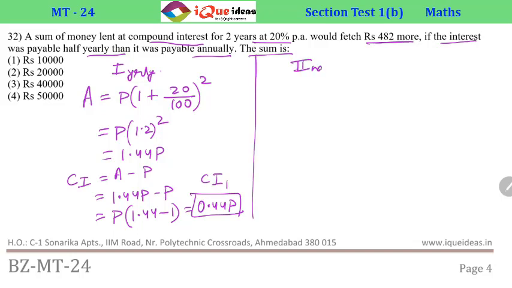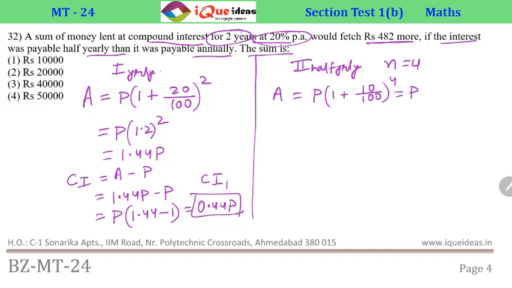Now the second case is half yearly. In half yearly, what will happen? The rate has to be taken as half, that is 10%, half of 20% is 10%. And for 2 years, the number of half years will be 4. All right. So in this case, amount will be equal to P into 1 plus 10 by 100 to the power 4. So this is equal to P into 1.1 to the power 4. Now 1.1 square is 1.21 and square of that is 1.4641. So it becomes P into 1.4641.